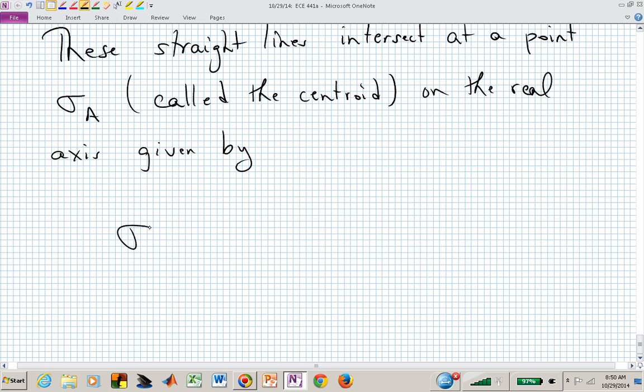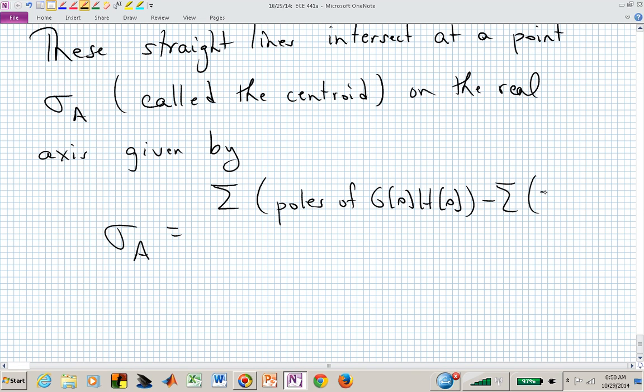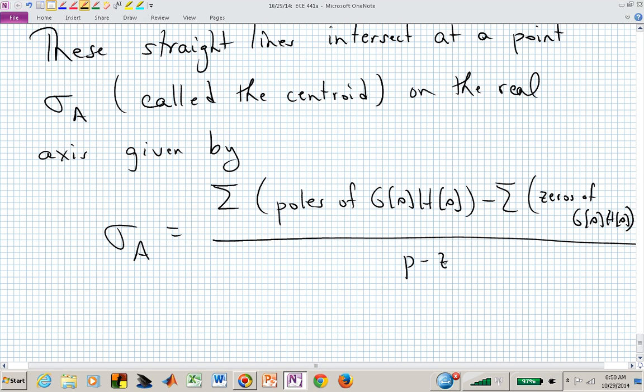Sigma sub a is now going to be the sum of the poles of G of S, H of S, minus, boy, I'm going to run out of room, the zeros of G of S, H of S, all divided by the pole zero excess.